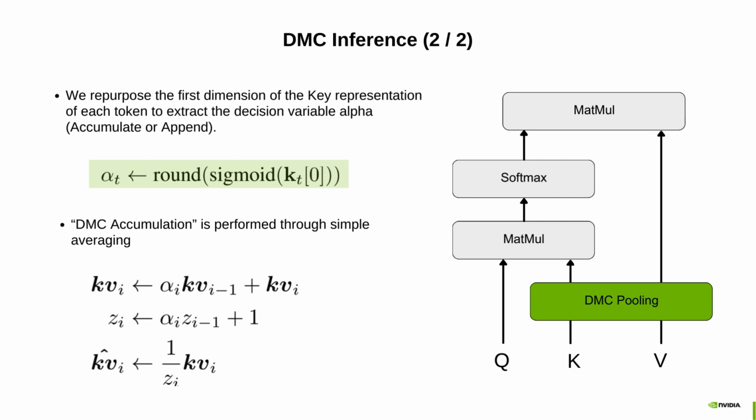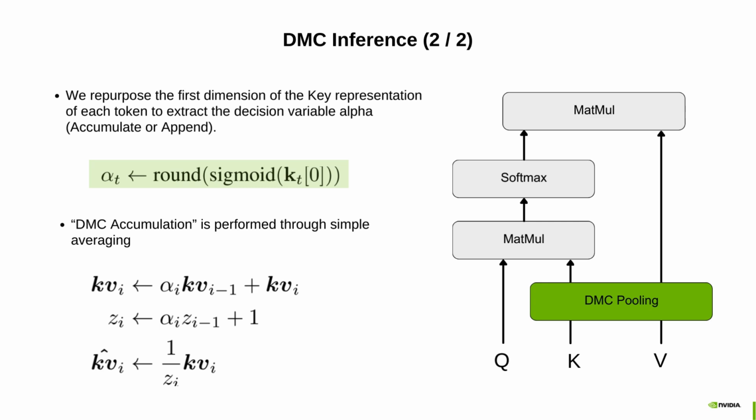To perform DMC inference, you need to predict the decision variable alpha for each token, but you don't need to add any extra parameters to your model. We repurpose the first dimension of the key representation of each token to extract the alpha variable and round it to either 0 or 1, which reflects our decision.